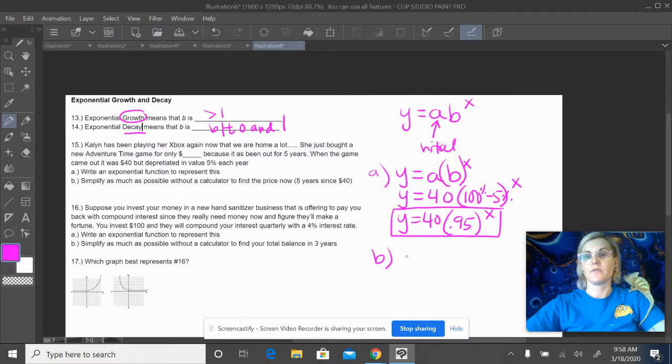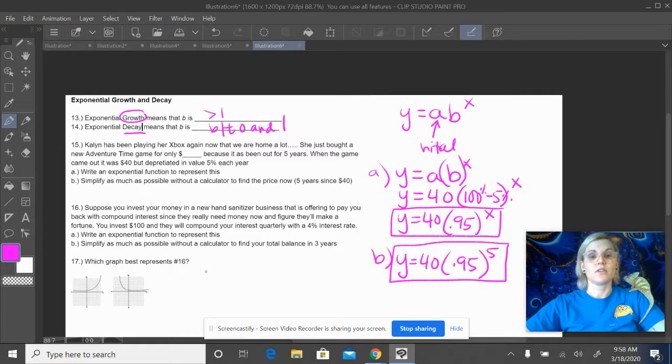Okay, so B says if I want to figure out the price now, so in 5 years when x is equal to 5, I'm just going to simply plug in when x is equal to 5. Because we don't have a calculator, that would be very difficult to simplify. But just as a reminder, if you did have a calculator and you were simplifying it, make sure to do 0.95 to the power of 5 first and then multiply it by 40. So order of operations.